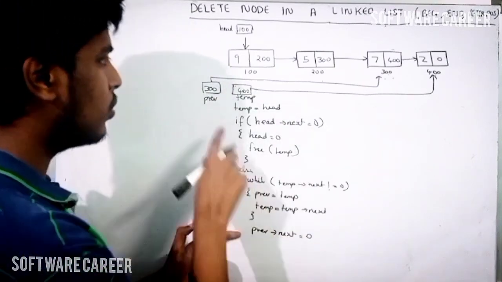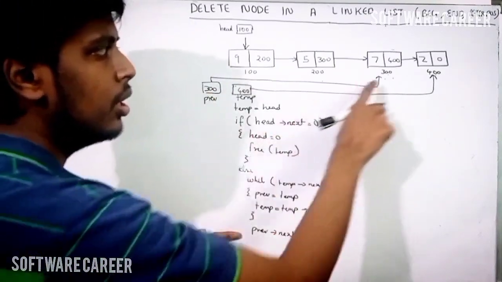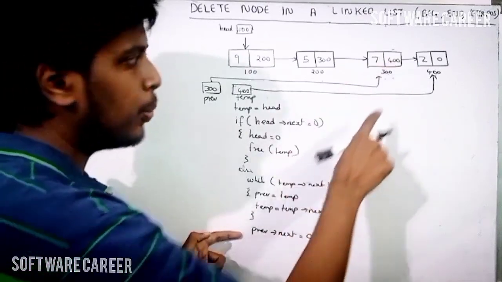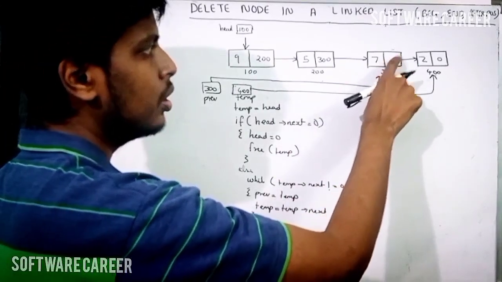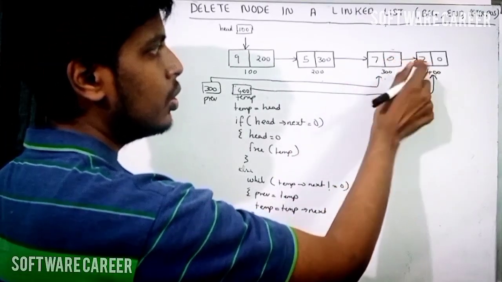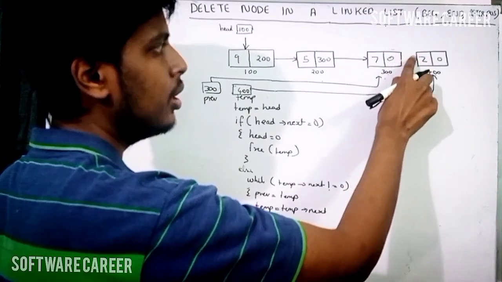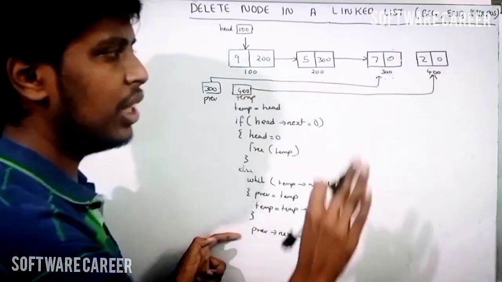Now previous next is what? Previous is 300. 300 next is this thing. In this pointer I am storing 0. So this link gets cancelled. And now this node is not part of the linked list.